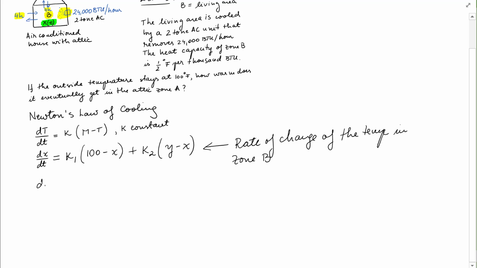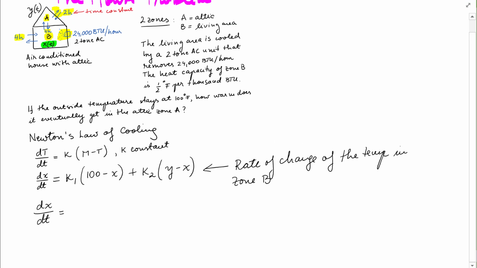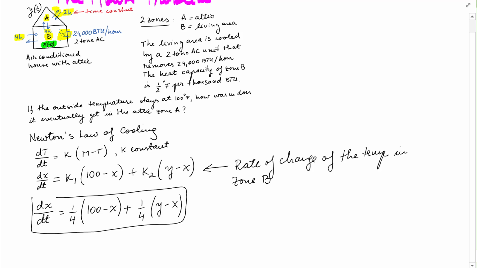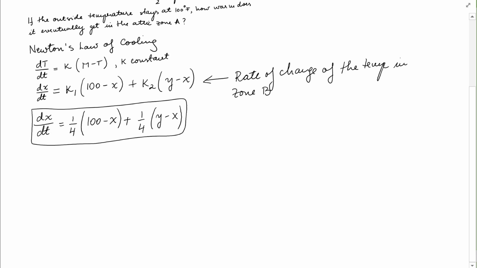So dx/dt is equal to K1, which is with the outside, so K1 is 1/4, times 100 minus x, plus K2, the change with the attic, which is 1/4, times y minus x. So this is one of the equations that we are going to have to remember. It's the temperature exchange with the outside and with the attic.